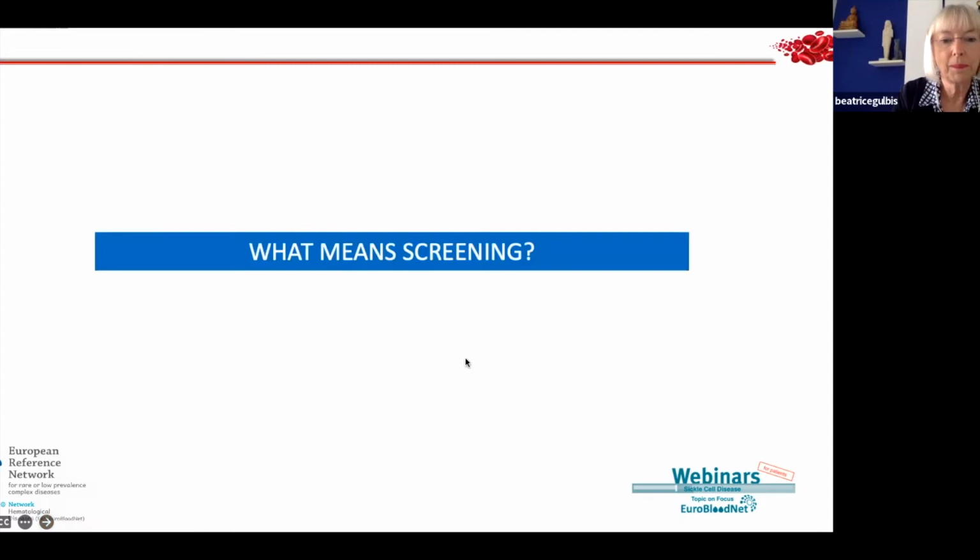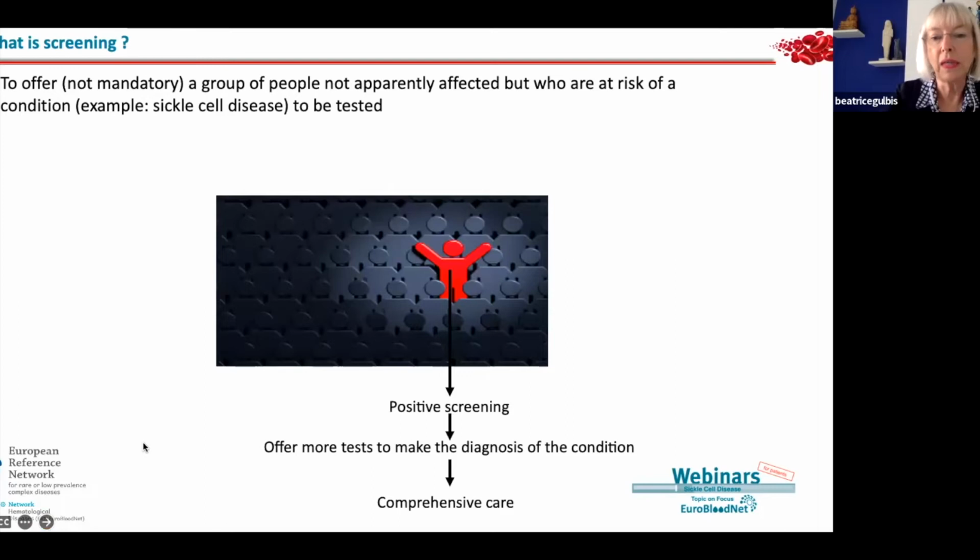So what does screening mean first? We would like to offer, and that's something important: offer means it's not mandatory. You can refuse to be screened for sure. But it's offered to a group of people who are not apparently ill, not affected by any disease, but who are at risk for it, for any condition, because the screening might be for other diseases than sickle cell disease. And so they can be tested.